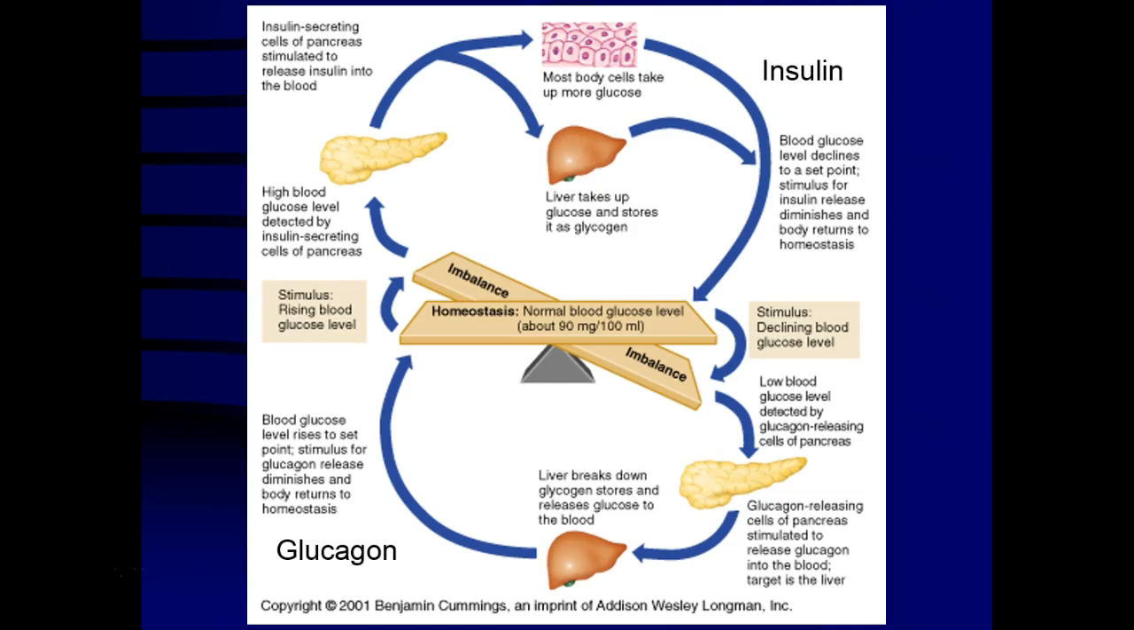Now, as you know, in order for sugar to get into your cells, it needs a little key, and that key is insulin. Insulin unlocks the cell so that blood sugar can enter into the cell. So by allowing the passage of glucose into the cell, insulin reduces blood sugar. So that's what insulin does. It reduces blood sugar.